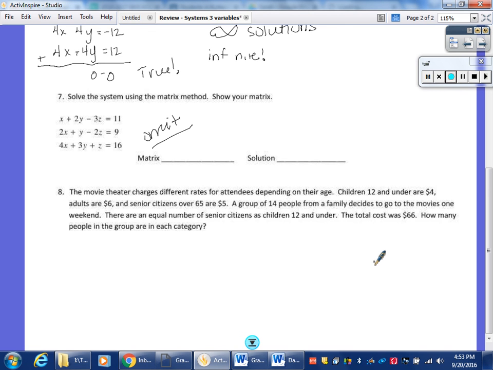So they have given us in this paragraph three relationships. So we need to assign variables. We're talking about children 12 and under, adults, and senior citizens. And we're not just talking about children, adults, and senior citizens. We're talking about the number of each. So I'm going to say C equals the number of kids, that A equals the number of adults, and that S equals the number of senior citizens.